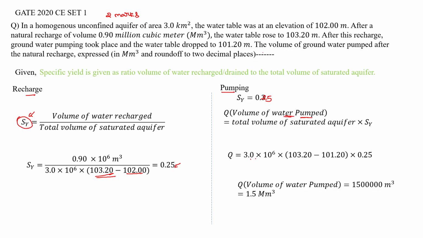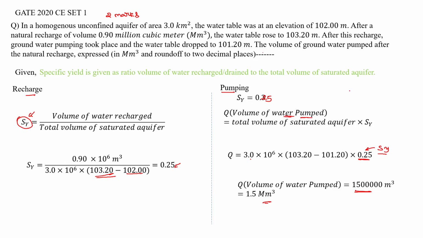So it will be 303 into 10 power 6 into 103.20 minus 101.20 into 0.25. 0.25 is the specific yield. Okay. So in this case, in a similar manner, we can calculate the volume of groundwater pumped after the natural recharge.